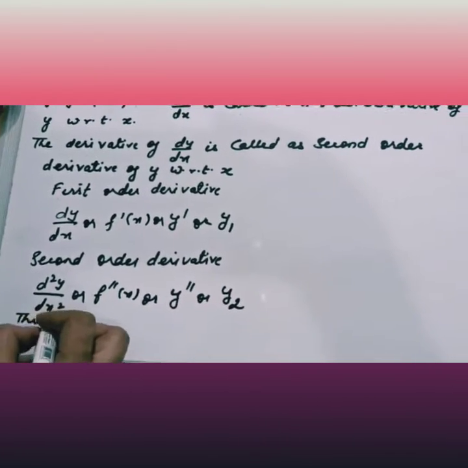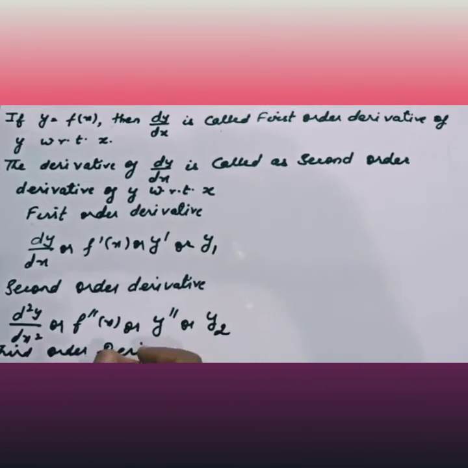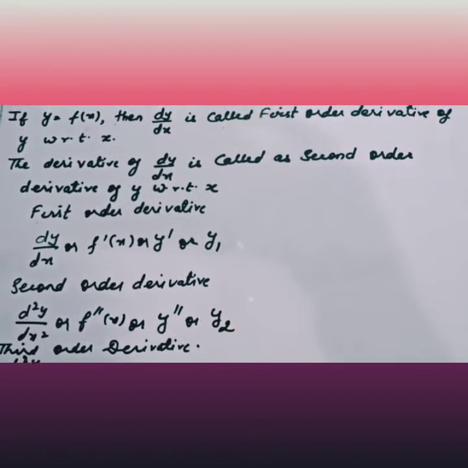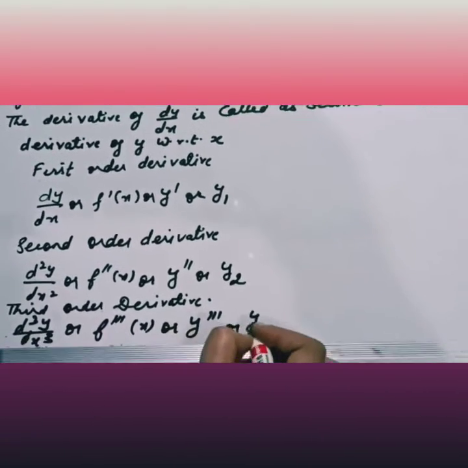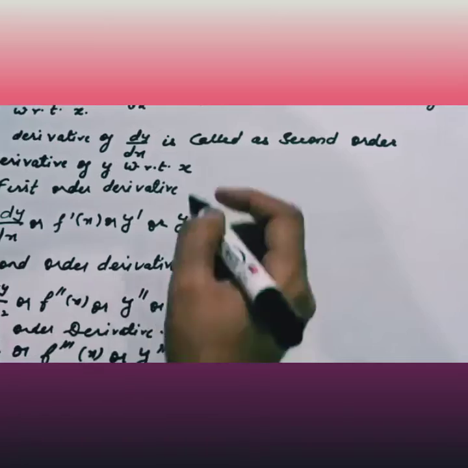If you continue the differentiation, third order derivative can be written as d cube y upon dx cube or f triple dash x or y triple dash or y3. So these are the first order, second order, third order, and so on.